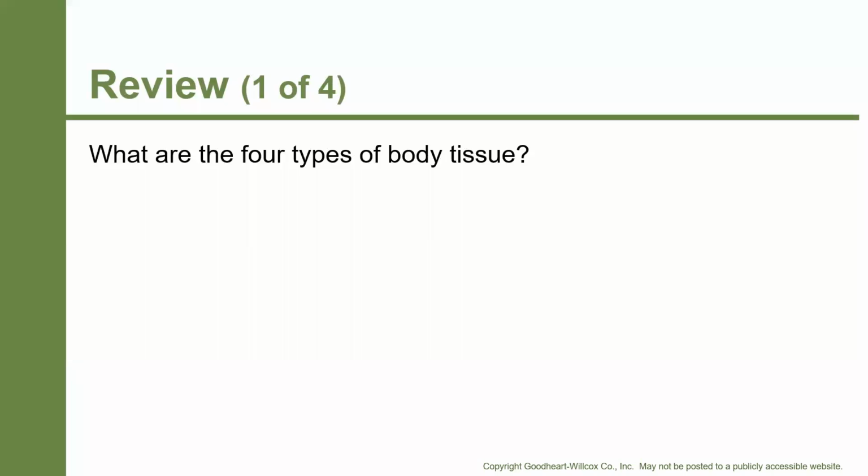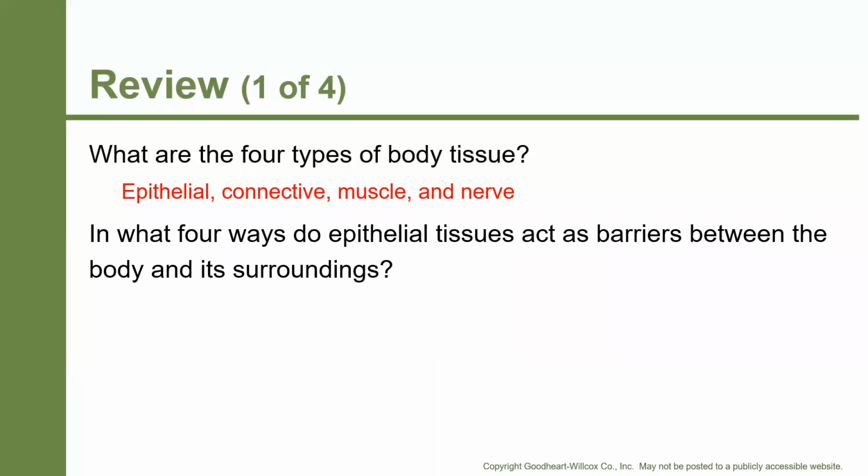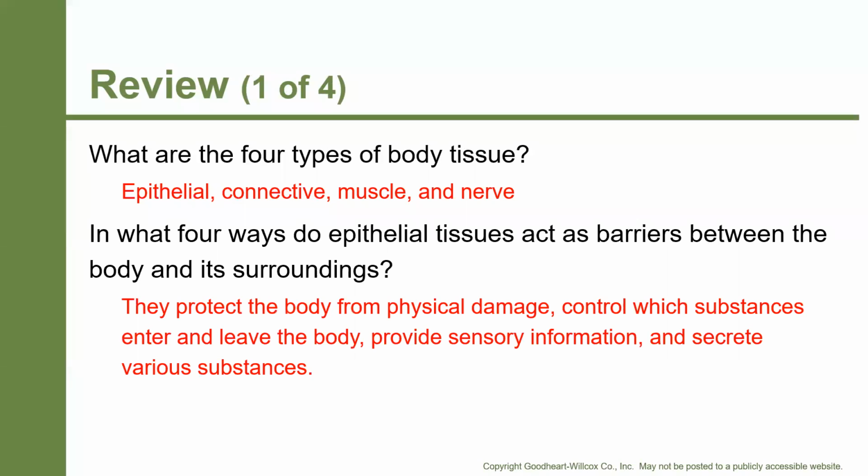What are the four types of body tissue, the four primary categories of tissue in the body? Epithelial, connective, muscle, and nerve. In what four ways does epithelial tissue act as a barrier between the body and surroundings? They protect the body from physical damage, control which substances enter and leave, provide sensory information, and secrete various substances.